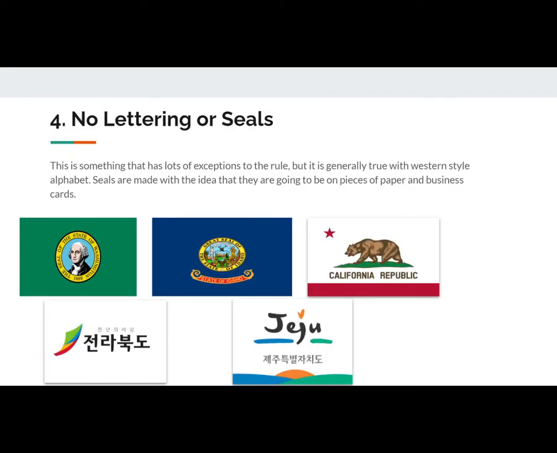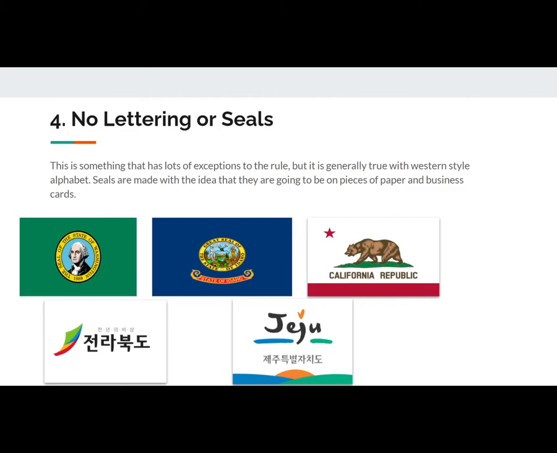Now, number 4, this one is violated quite often. No lettering, no seals. This is a flag, not a logo. You're not going to put this on a business card or on a letterhead. This is a flag, and this is a problem that a lot of state governments, a lot of city governments, a lot of universities have: the flag they have is just their logo put on a piece of cloth, and that's no good. That's not good at all.